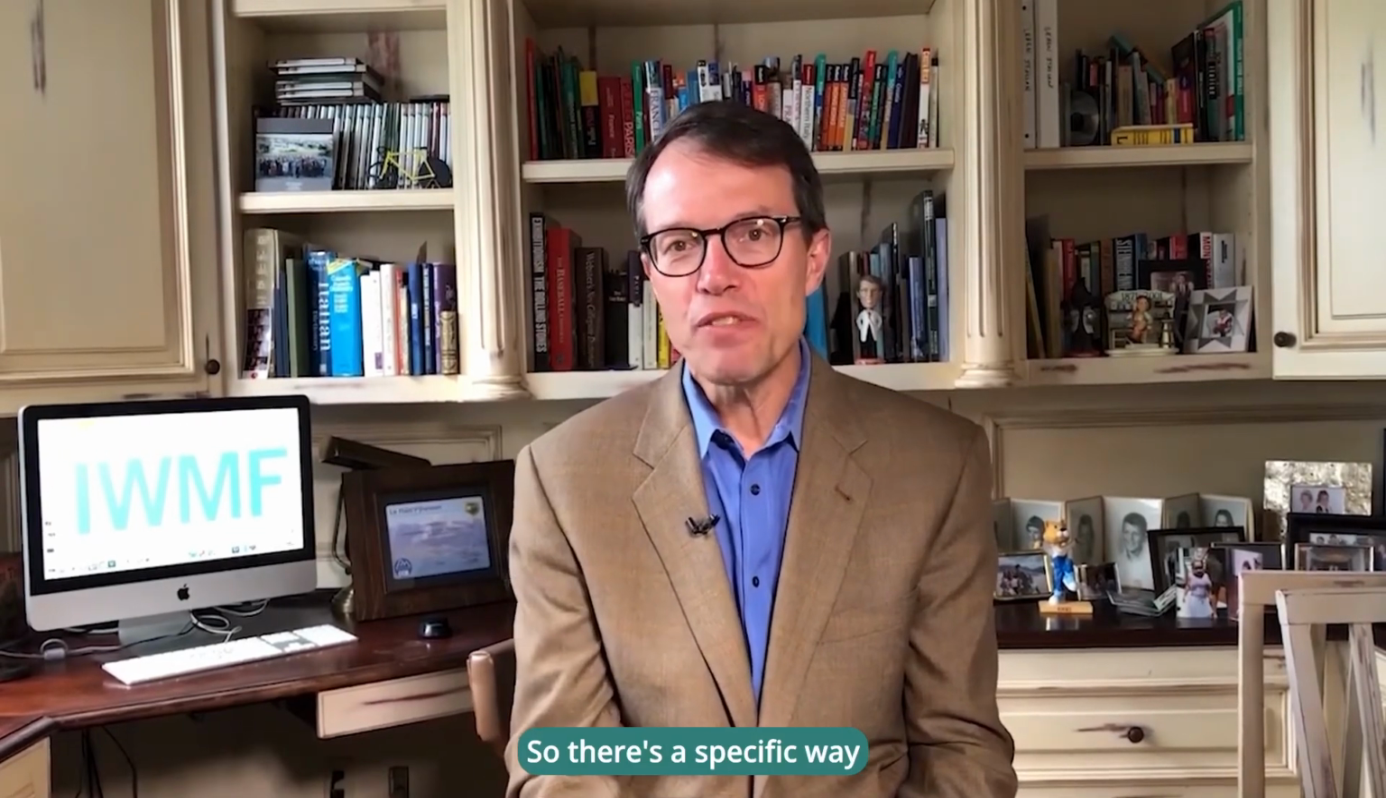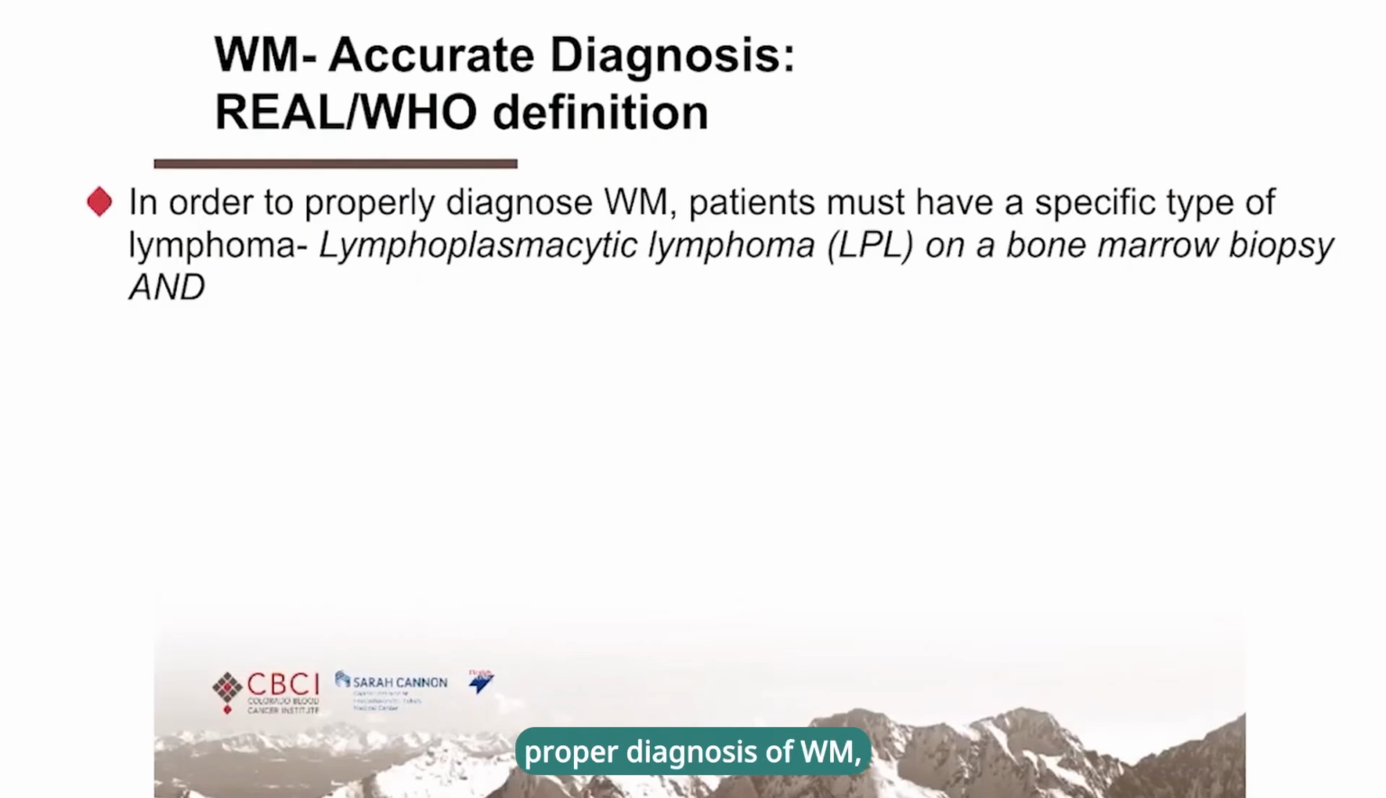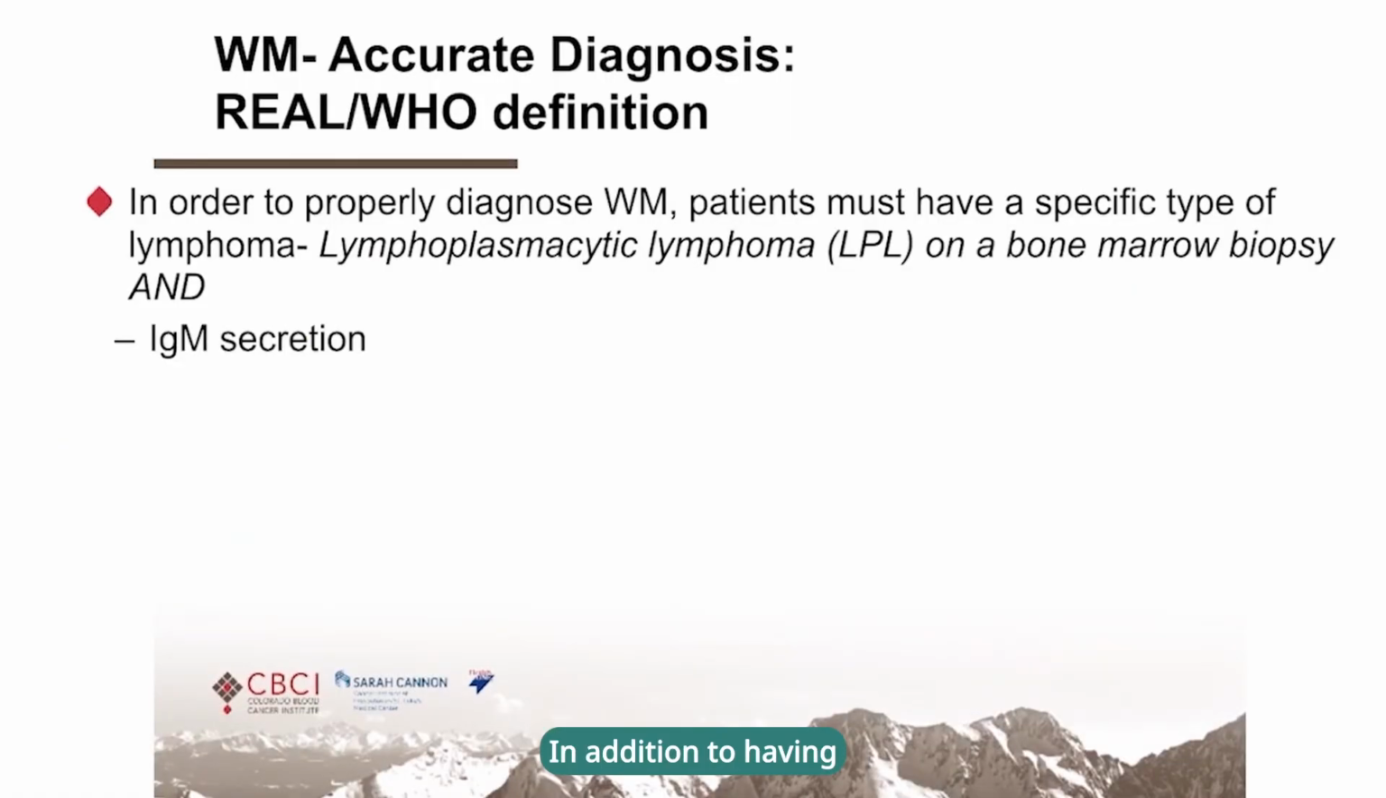There's a specific way in which we diagnose WM. The WHO, the World Health Organization, has certain agreed upon criteria. In order to make a proper diagnosis of WM, 2 elements are required. One is that you have to have a bone marrow biopsy which demonstrates a very specific kind of non-Hodgkin lymphoma called lymphoplasmacytic lymphoma. We all get quite tired of saying lymphoplasmacytic lymphoma all the time, so we call it LPL. In addition to having LPL on a bone marrow biopsy, one must have the presence of this IgM protein in the blood.